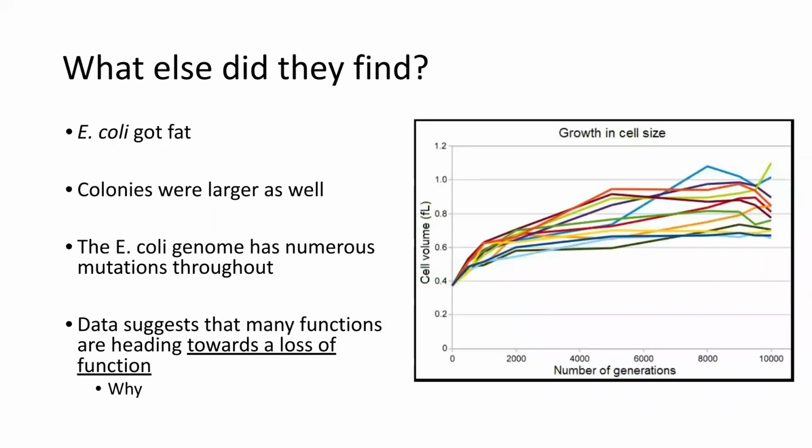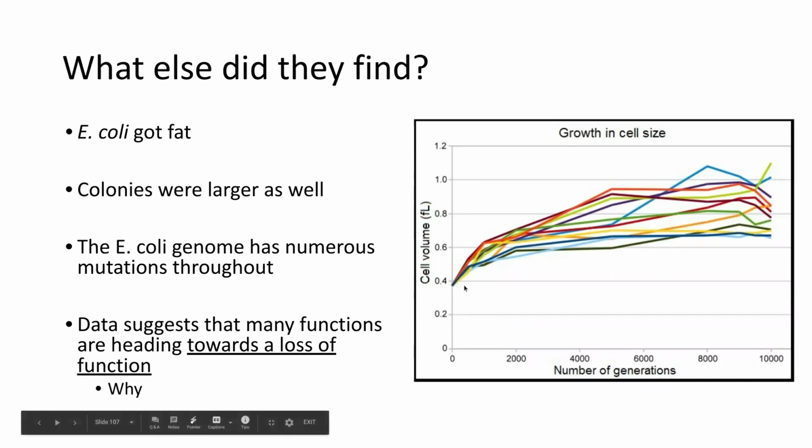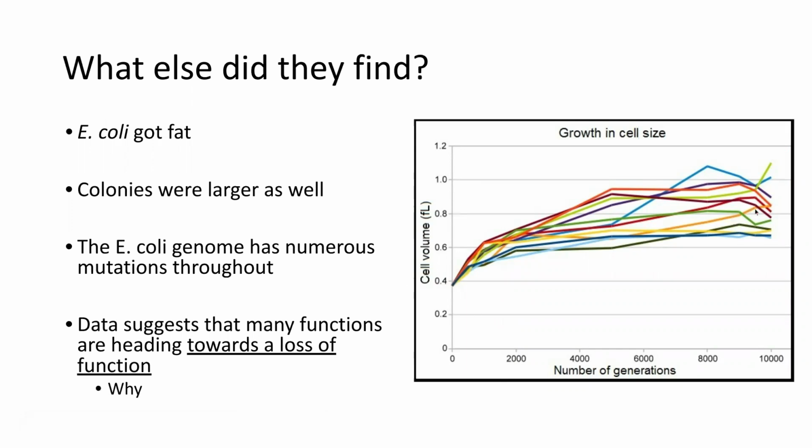Makes sense. The other thing, it got fat. So you can see that the cell volume over the number of generations increased over time. So the E. coli was getting fatter. And just as a note, the units here are femtoliters, which is 10 to the minus 15 liters. It's very, very small cellular volume. What we were also seeing is that the colonies themselves on the plates were getting much larger. And then the other thing we're also seeing is that the E. coli genome had numerous other mutations, not just related to cell size or the citrate utilization. Mutations were happening all over the genome.